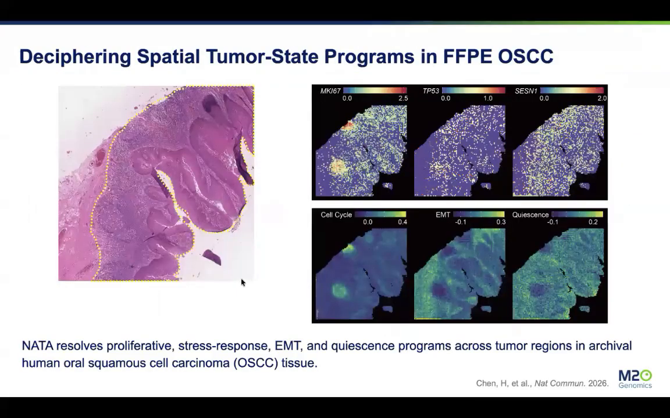We next applied NATA to a clinically derived FFPE oral squamous cell carcinoma sample to investigate spatial tumor state organization. On the left is a histological image, where a specific region has been outlined based on morphological features. And on the right-hand side, we mapped key markers and functional programs, including MKI67, TP53, Sestrin-1, as well as cell cycle, EMT, and quiescence signatures. The spatial distribution of these tumor state programs closely aligns with the histological features.